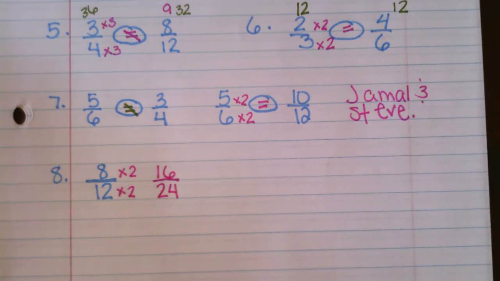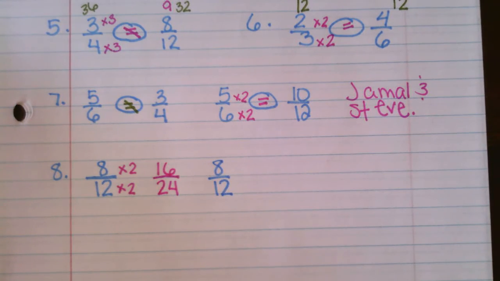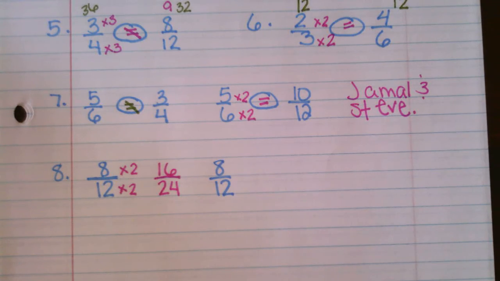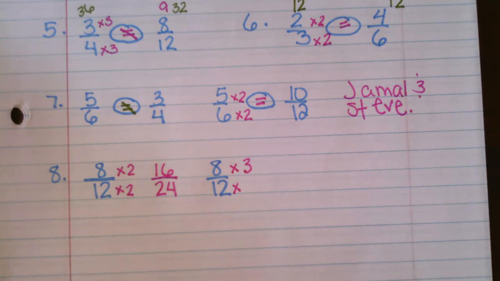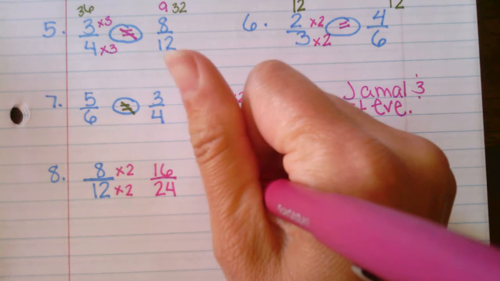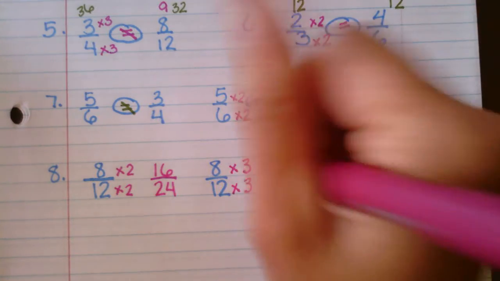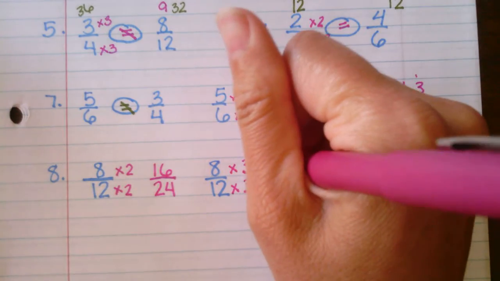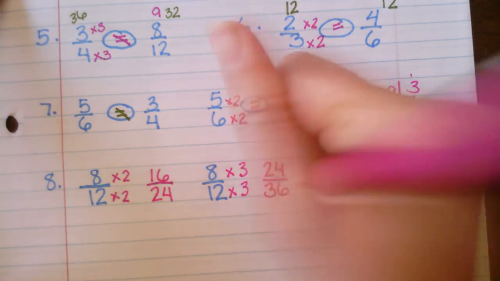And I always like to come back to my original fraction because if for some reason I made a mistake and I multiplied wrong and I keep building off of my new fraction, they're all going to be wrong. So we've already multiplied by 2, so let's just do 3. Now you can choose any number you want. We just tend to choose the numbers that are easier so we don't have any mistakes. So 8 times 3 is 24, and 12 times 3 is 36.